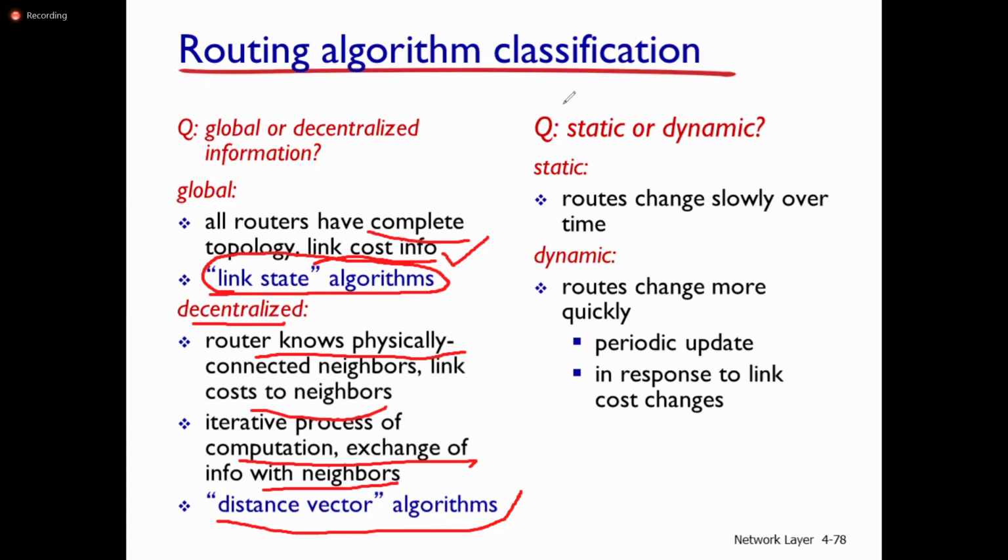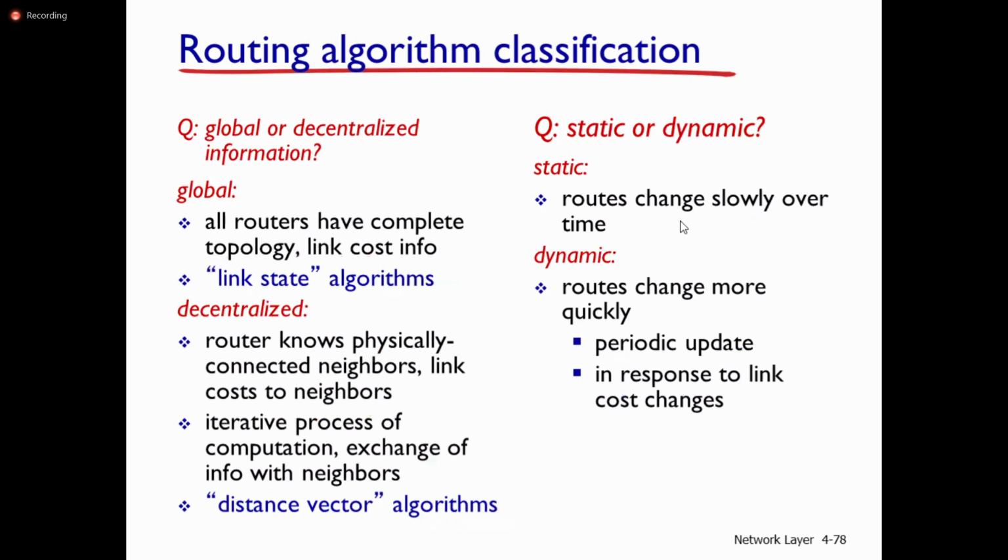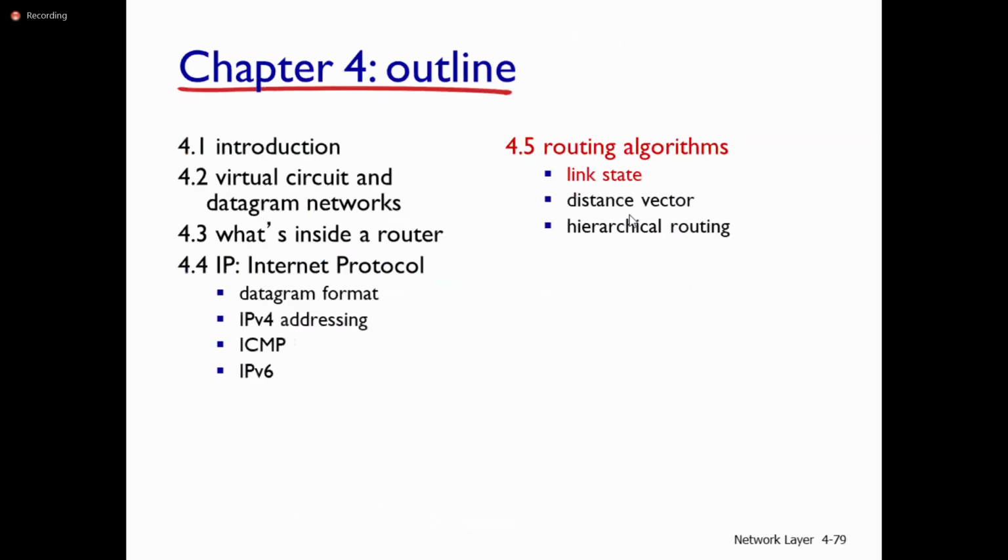Next, whether the routing algorithms are static or dynamic. If it is static, routes change slowly over time. If it is dynamic, routes change more quickly, with periodic updates at the router in response to link cost changes. So this is the classification of routing algorithms: LS algorithms, DV algorithms, then hierarchical algorithms. Now in today's class, let us look at the link state routing algorithms.